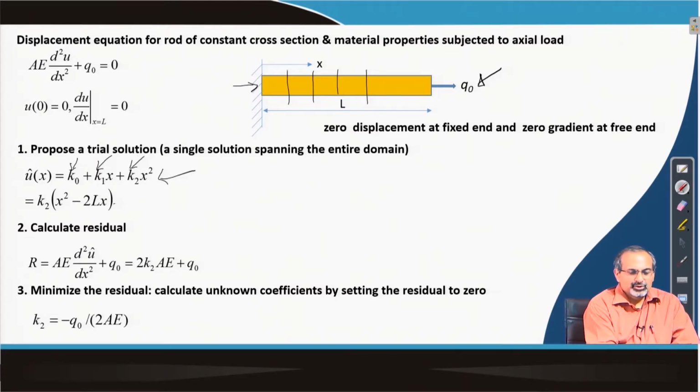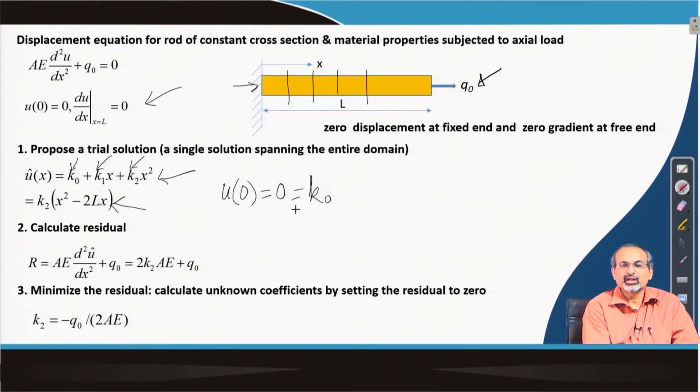Now, you can show very easily that if you apply the boundary conditions which have been provided to you, the trial solution will simplify to a form like this, k 2 into x square minus 2 L x. It is because if you find out u at 0, which is equal to 0 by the boundary condition, it is also equal to k naught by the trial solution, and therefore, k naught is equal to 0.